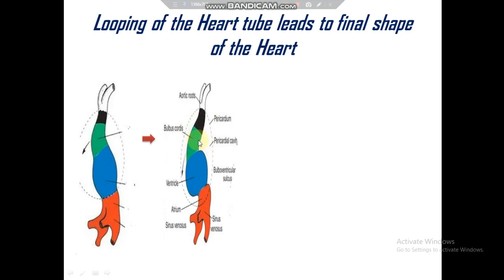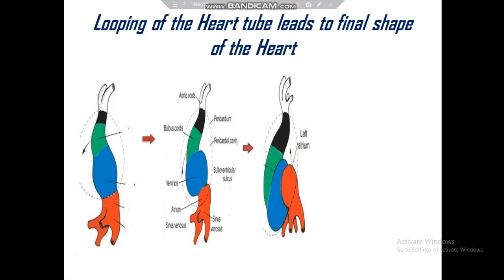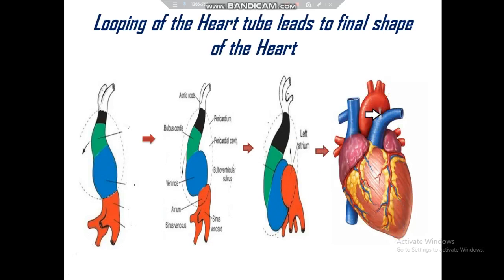heart tube in such a manner that the ventricular areas move downwards, anteriorly and to the right. The atria move upwards, to the left and posteriorly, so that ultimately this stage is reached. And this process goes on till the final shape of the heart is reached. So this is the final shape of the heart, where the ventricles are downwards, below and anteriorly, and the atria are up and posteriorly mostly.